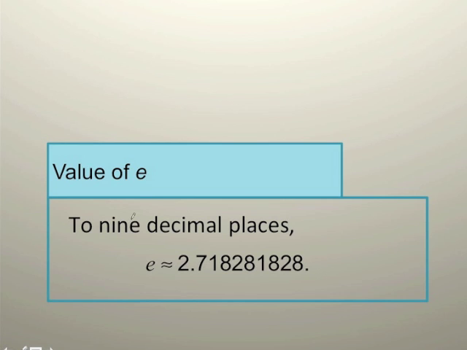Now, the value of e to 9 decimal places is 2.718281828. It appears to start repeating here, but it really does not start repeating. That's only what it's approximately equal to. It is an important number in math, and as we get later into this chapter, we will be using e as a certain value.